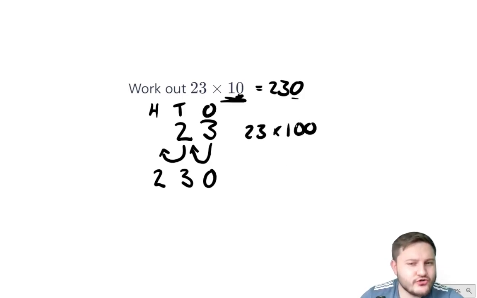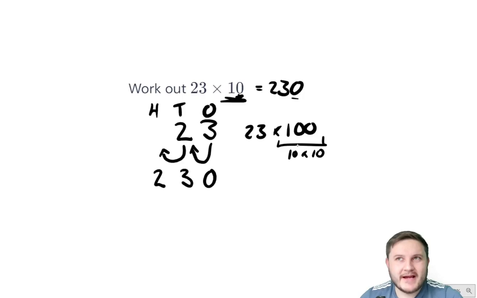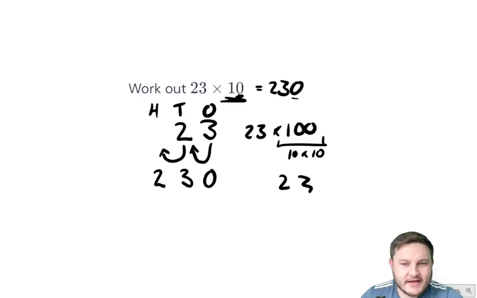Well, actually, 100 is the same as 10 times 10. So what you are actually doing by multiplying by 100 is multiplying by 10 twice. So if you have the number 23, you are going to be multiplying by 10 twice. You now move each place value 2 spaces to the left, 2 rather than 1 because we're multiplying by 10 twice. So it goes once, twice. So this is the ones, tens, hundreds, thousands.